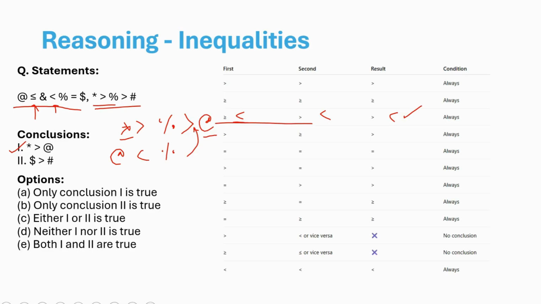Now focus on the second conclusion. Dollar is greater than hash. If I use this, percentage is greater than hash and percentage is equal to dollar. Replace this percentage with dollar. So dollar is greater than hash. So the second conclusion can also be derived. So in this case, both 1 and 2 are true. So option number E is the right answer.